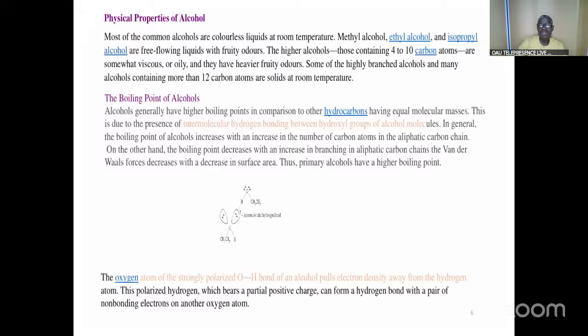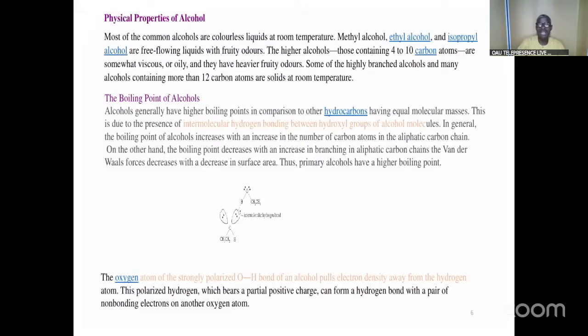And the higher alcohols, that is those containing 4 to 10 carbon atoms, are somewhat viscous. I can tell you that. Butanol is an example. N-butanol is somewhat viscous, and butanol has 4 carbons. So as you go up from carbon 4, they are viscous liquids, or we can say they are oily, and they have heavier fruity odors. Some of the highly branched alcohols and many alcohols containing more than 12 carbon atoms are solids at room temperature. So please get that trend.